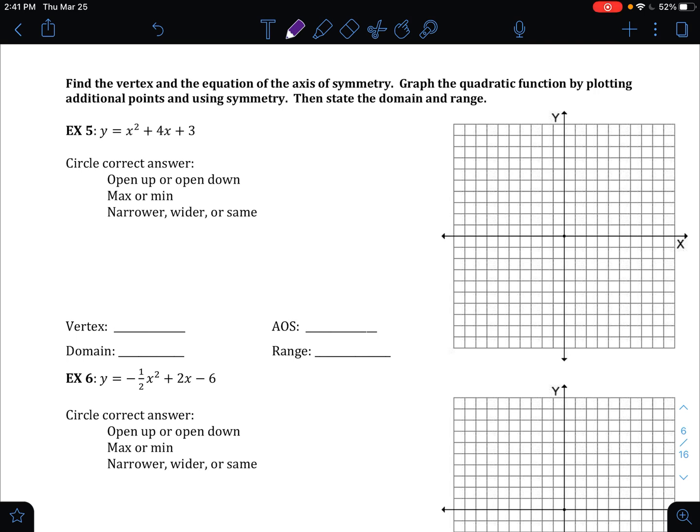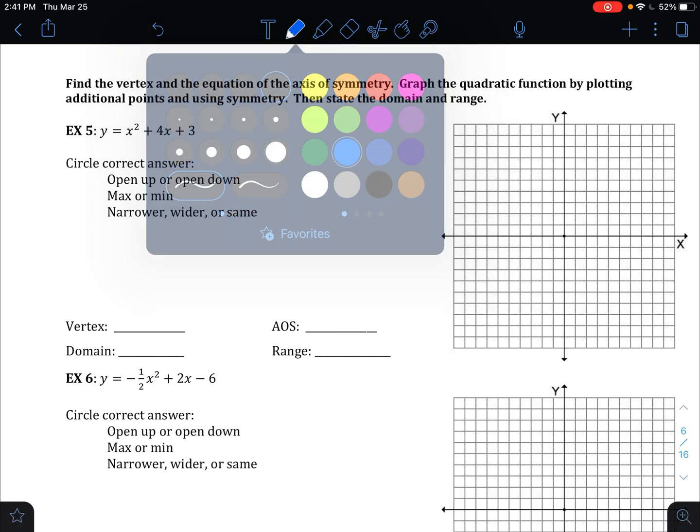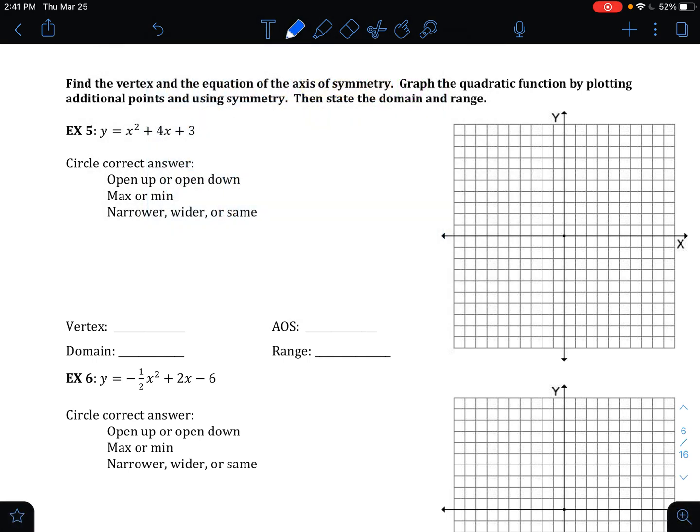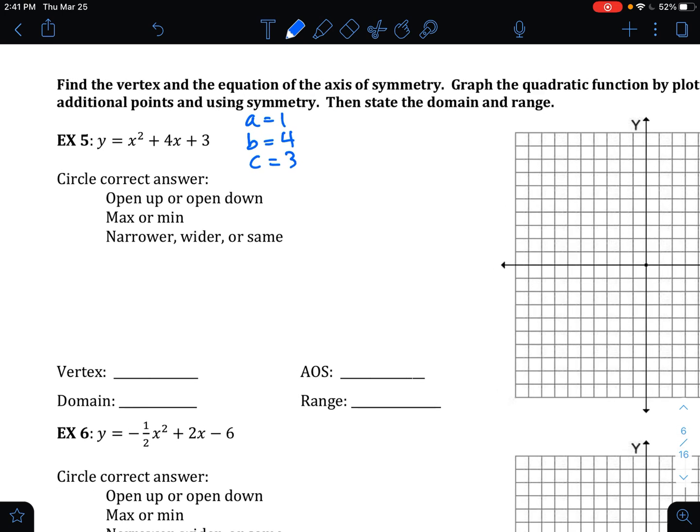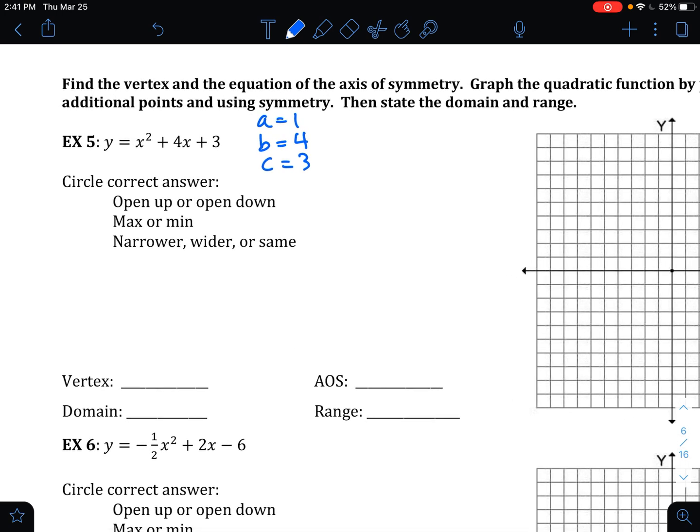We are going to find the vertex, and then find the equation of the axis of symmetry. Remember, that's the x equals. We're going to graph the function by plotting additional points using symmetry, and then do domain and range. Take a look at your quadratic. My a value is 1, my b value is 4, c is 3. It is positive, so it's opening up. If it opens up, the vertex is at the bottom, so it's at the minimum.